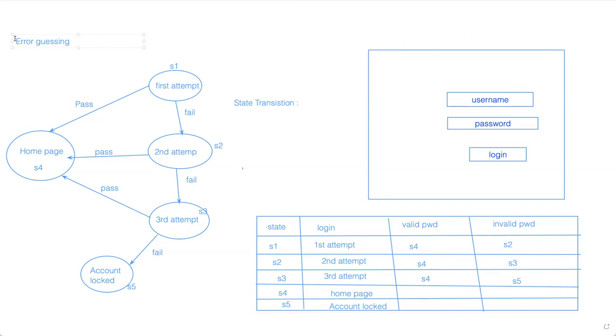What is error guessing? Error guessing is one of the testing techniques used to find bugs in a software application. All these are related to finding bugs in a software application, but error guessing is a little bit different. How it is different is that it is based on the tester's prior experience.